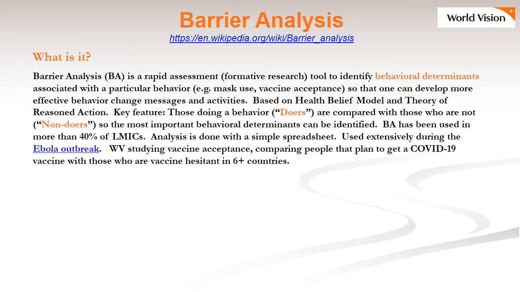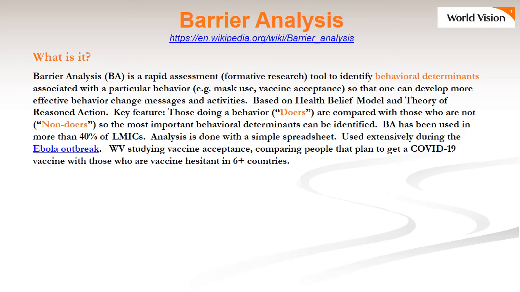We obviously would rather study people who have actually gotten a vaccine as doers, but given the slow rollout in most countries due to a lack of vaccines, we have tweaked BA to look at acceptors and non-acceptors of vaccines. This comparison allows you to look for correlations between responses and the behavior, and in this case, vaccine acceptance, so you can better identify what is driving behavioral adoption.